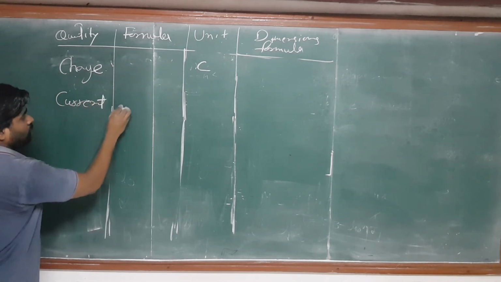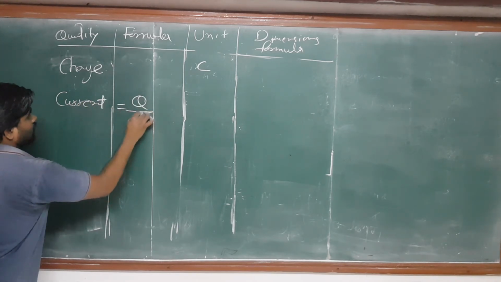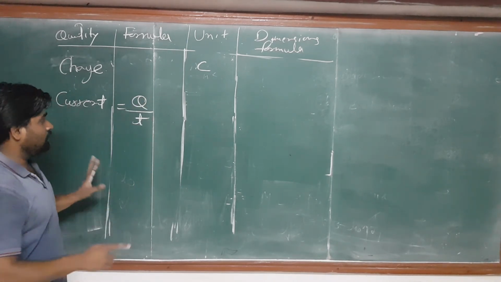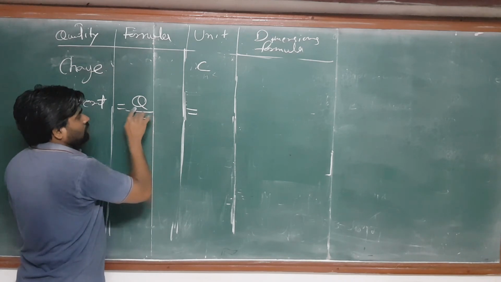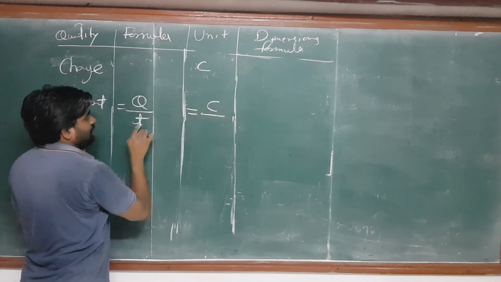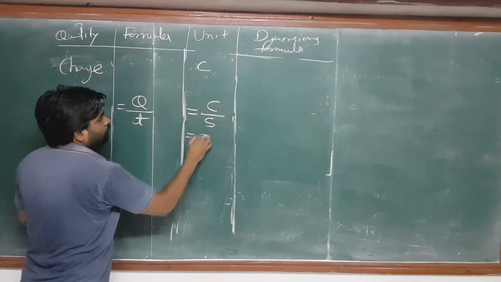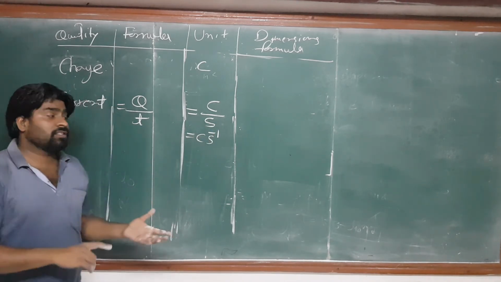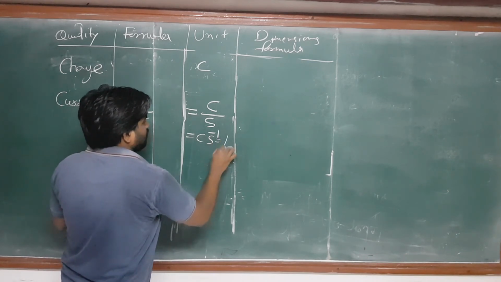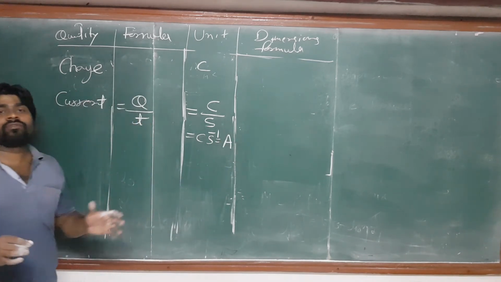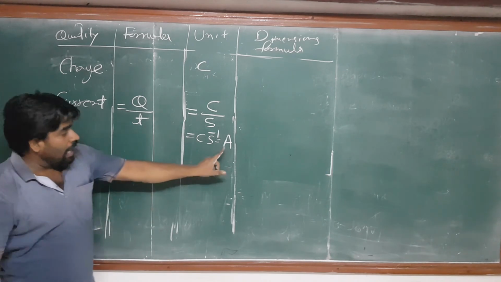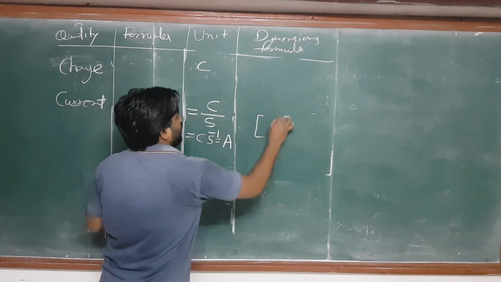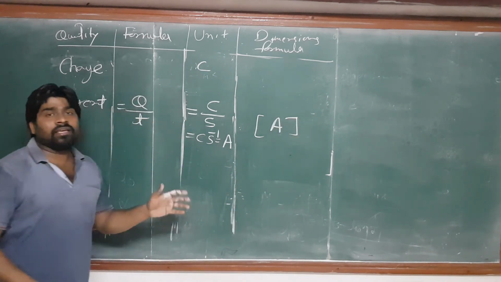current has the formula charge, the flow of charge per unit time, and the symbol of charge is Q. So convert it into units. Coulomb is the unit of charge, second is the unit of time. So it is coulomb second inverse, and this is the unit for ampere, because the unit of current is ampere. So the ampere can be equal to coulomb second inverse, but we always write it in the A form. So A is the ampere.